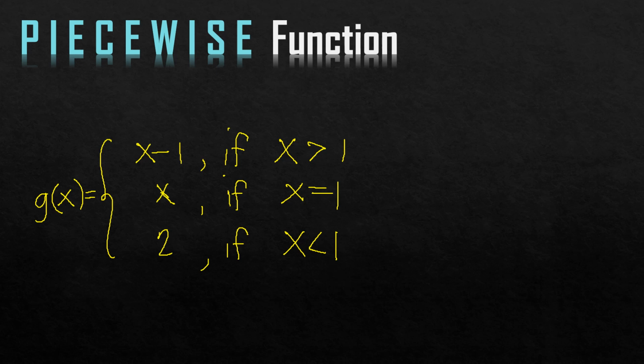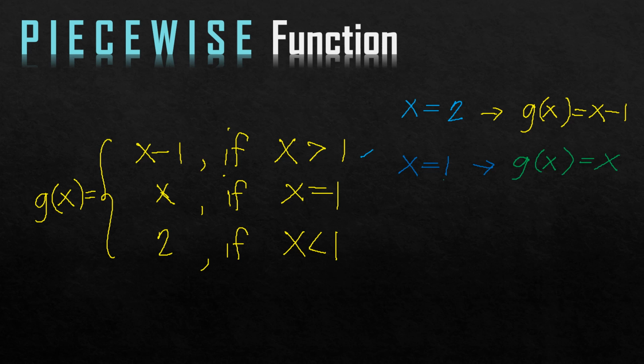Let's say, for example, when the given x is 2. We need to understand that 2 is greater than 1. Therefore, its corresponding function that must be used when x is equal to 2 must be g of x is equal to x minus 1. However, if you have x that is equal to 1, it is understood that you are using g of x is equal to x, because 1 is part of the interval, or simply x that is equal to 1. However, when x is, let's say, negative 10, and we know that negative 10 is less than 1, you are going to use the subfunction g of x is equal to 2.